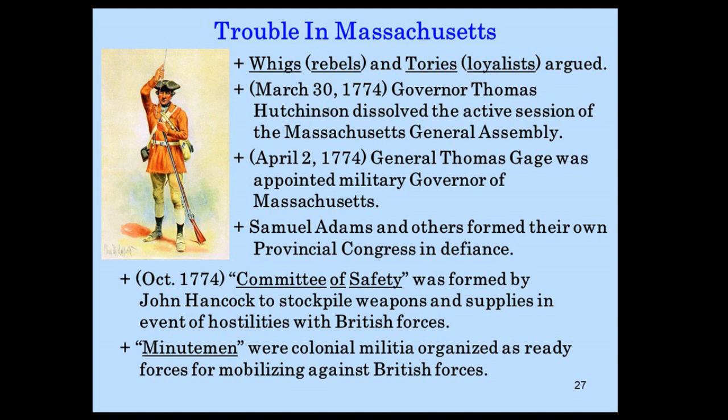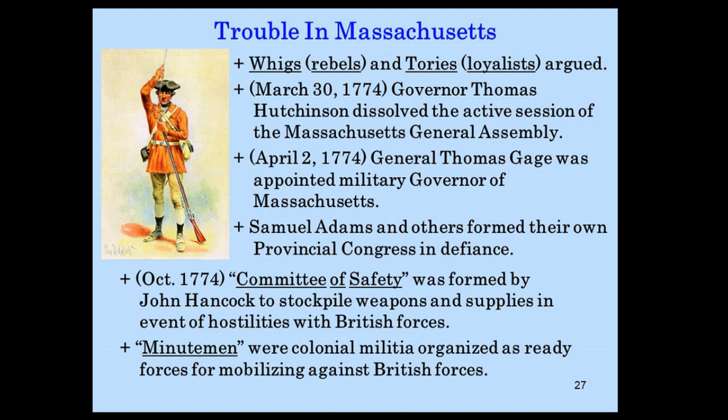Now, the Provincial Congress is really those folks who were already in the General Court who were just dismissed by the governor. And Samuel Adams was chief among these individuals. He went down the street to a local tavern or coffee house and said, okay, guys, we're going to meet on our own. We're going to hold our own assembly, and we're going to call ourselves the Provincial Congress. And this is in defiance of the British government, all right?